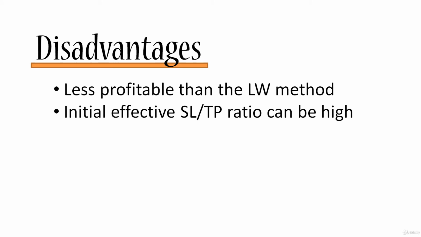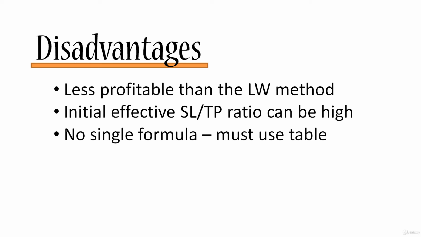Next disadvantage is that the initial effective stop loss to take profit ratio can be high. That's when you're starting out with the fixed ratio method. In every first trade of every step, the effective stop loss to take profit ratio is higher than throughout that same step. That's also something we talked about. As long as you are aware of it, you can account for it, and it only happens at the start, and then as you move along with the fixed ratio method, this effect minimizes itself and you don't have to worry about it that much anymore.